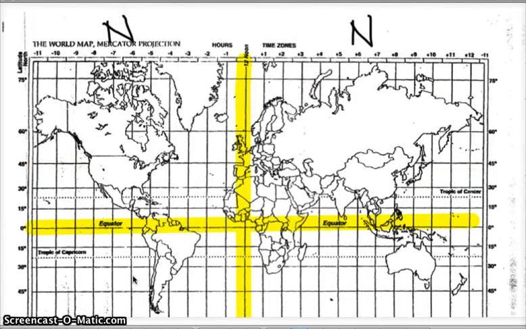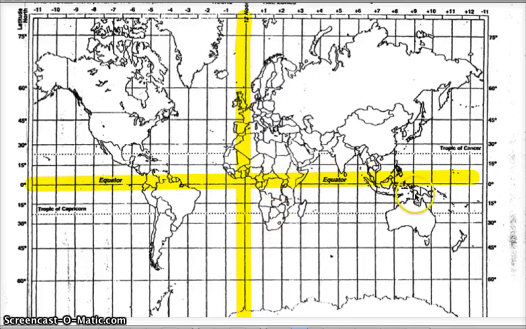Northern hemisphere is up there. Now, that was created by the equator. Well, the prime meridian, 0 degrees longitude, created the eastern hemisphere, all of this, and the western hemisphere, all of this.